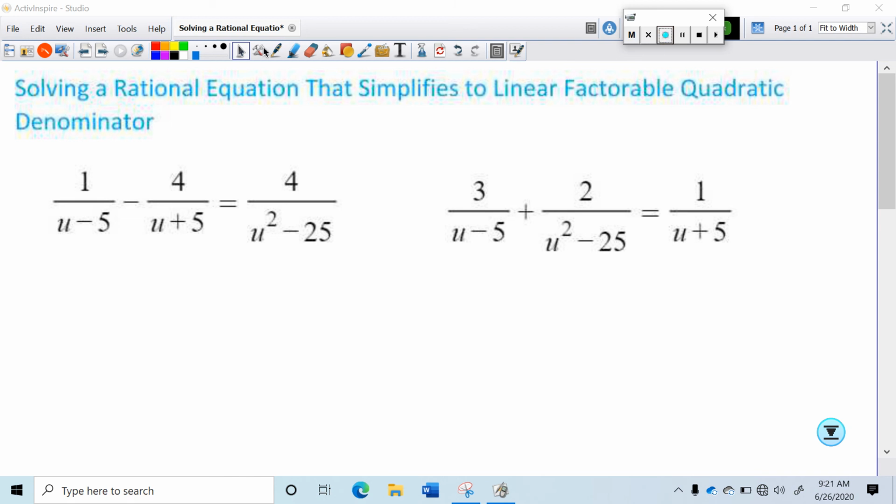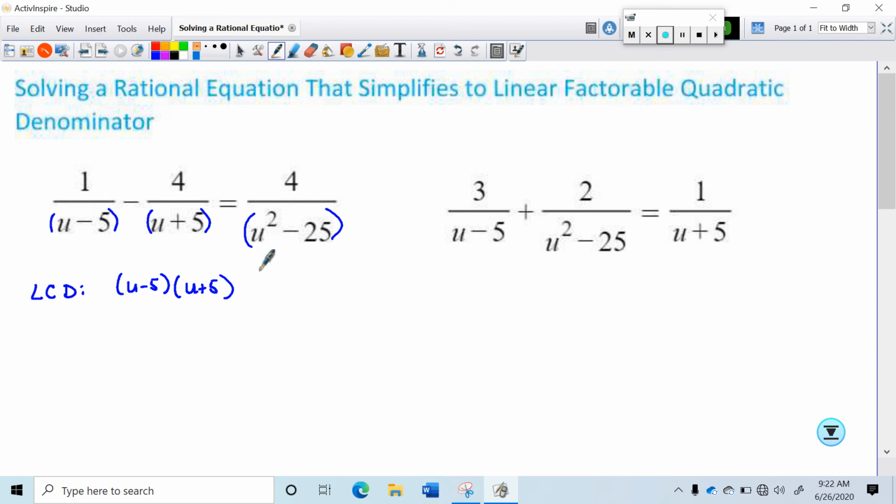Okay, the first thing I'm going to do on these problems is to put the binomials in parentheses because I have to find the LCD. The LCD is one of each thing. So I have a family of u minus 5. I have a family of u plus 5.